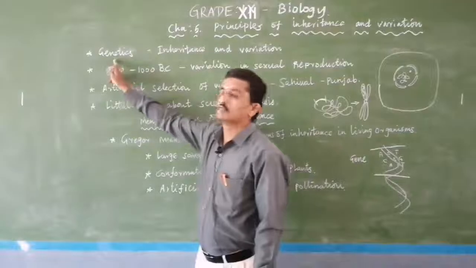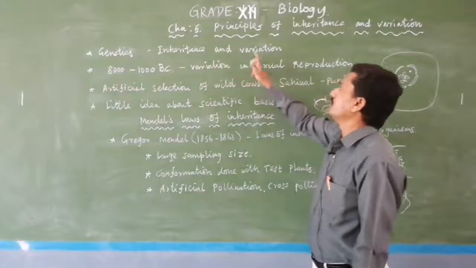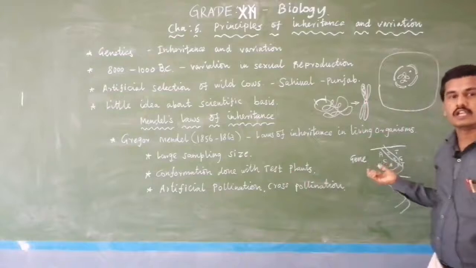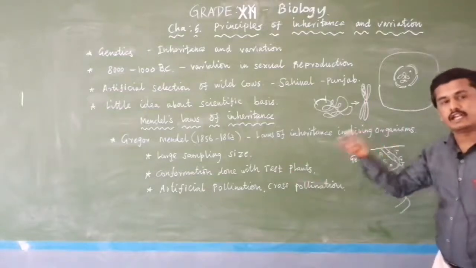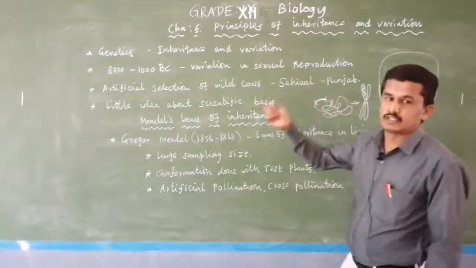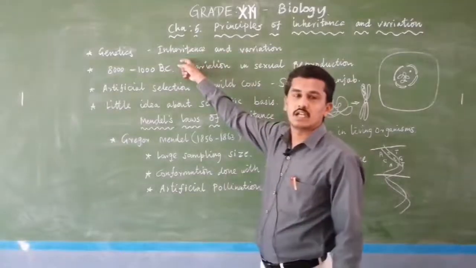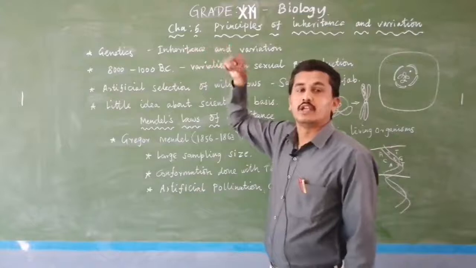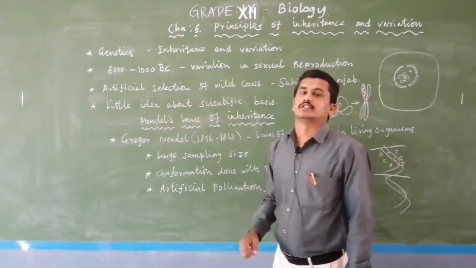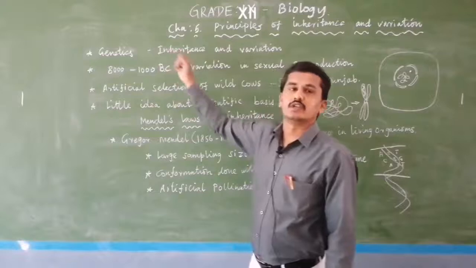So genetics is the branch of biology which deals with inheritance and variation. Generally it studies genes. Genes only control the character, and genes only inherit the character from one generation to the next generation. Inheritance means how parent characters move from one generation to the next generation. The process is known as inheritance. That is heredity, generally known as inheritance.